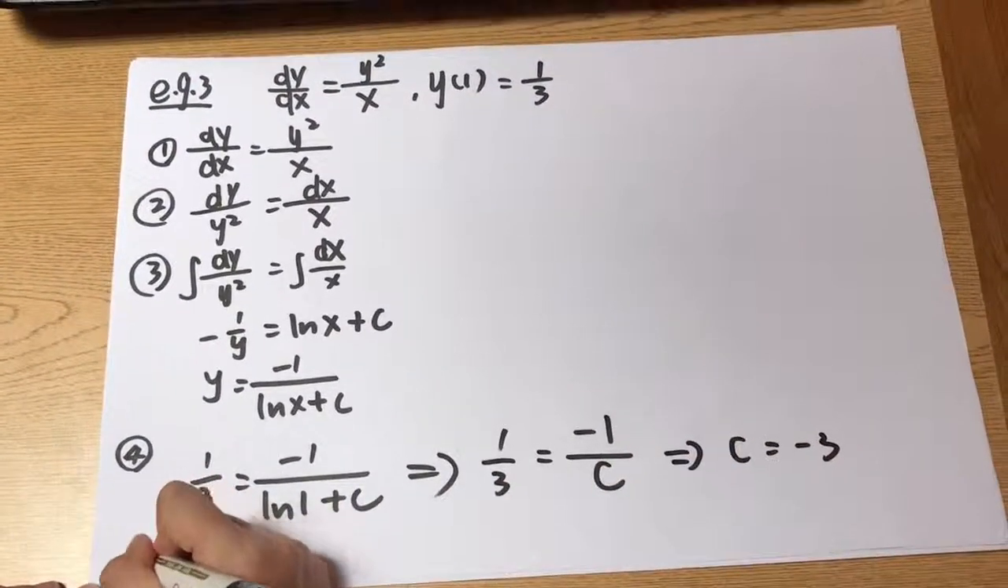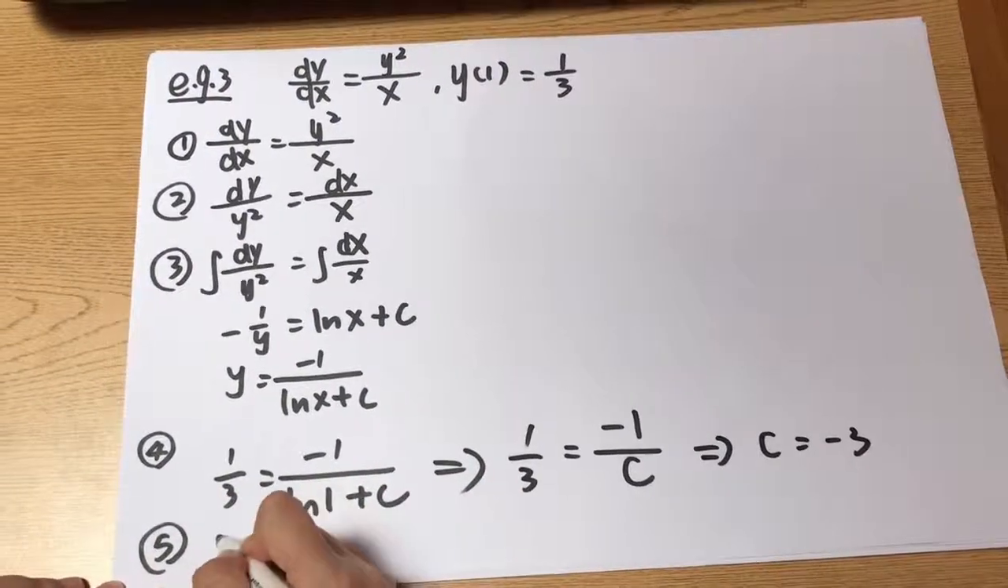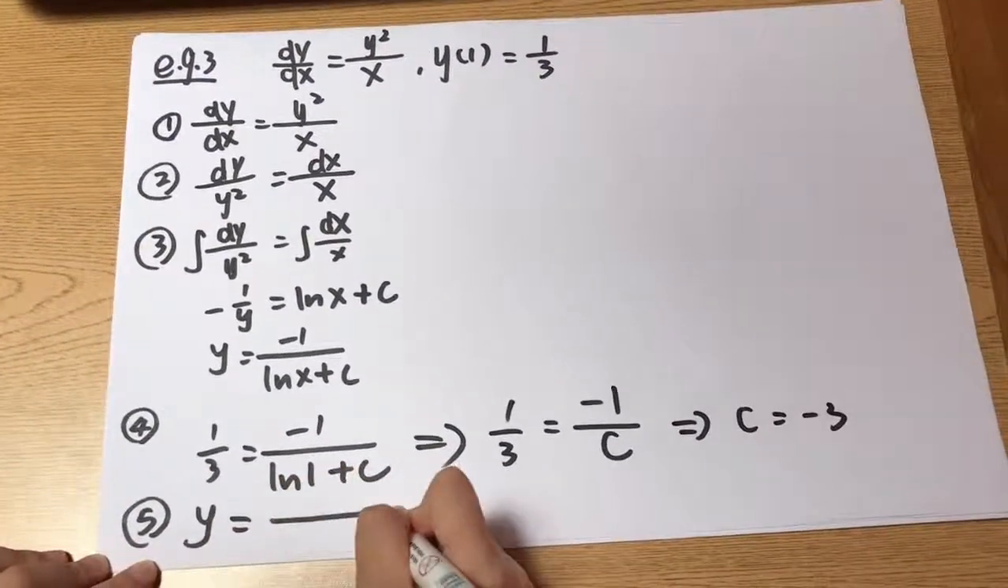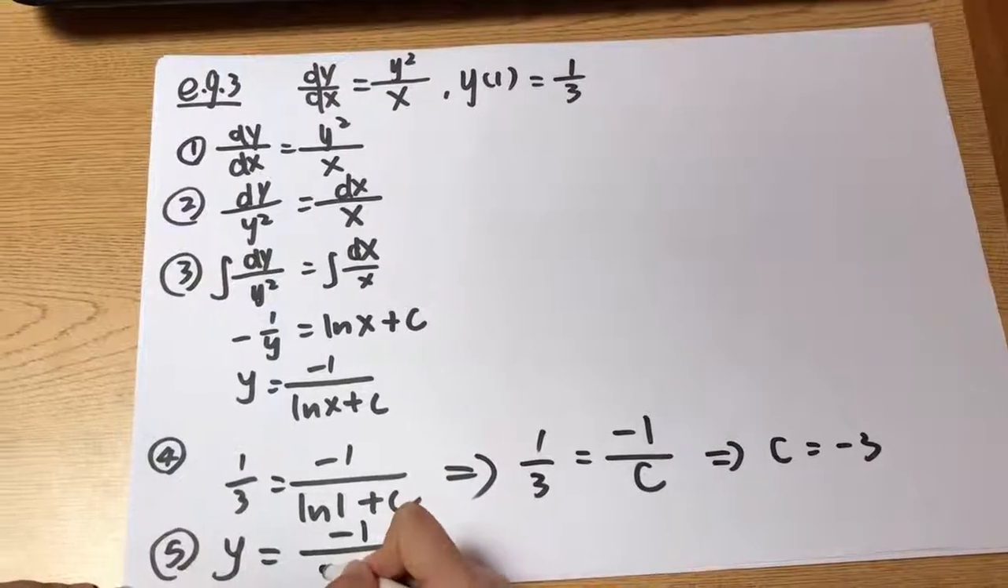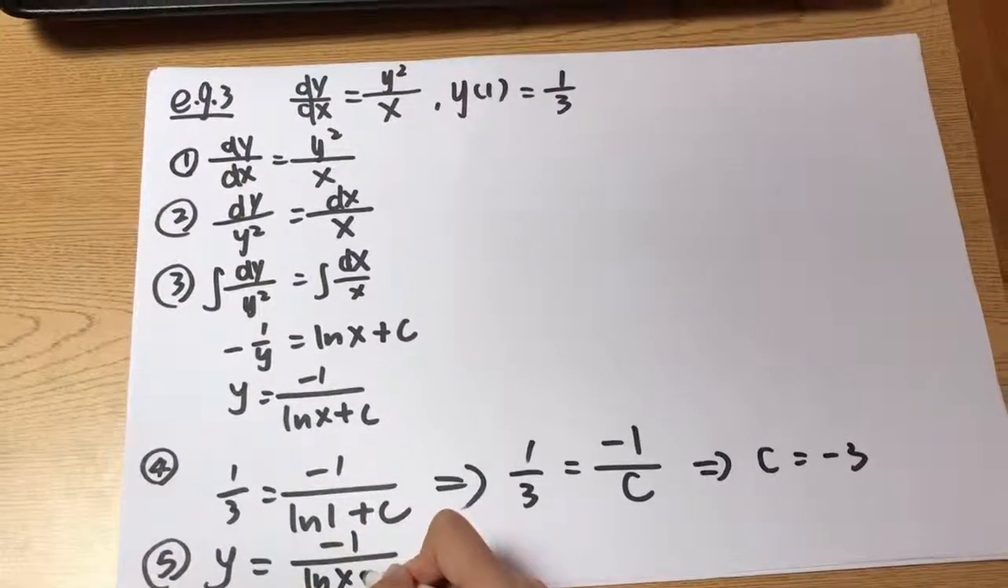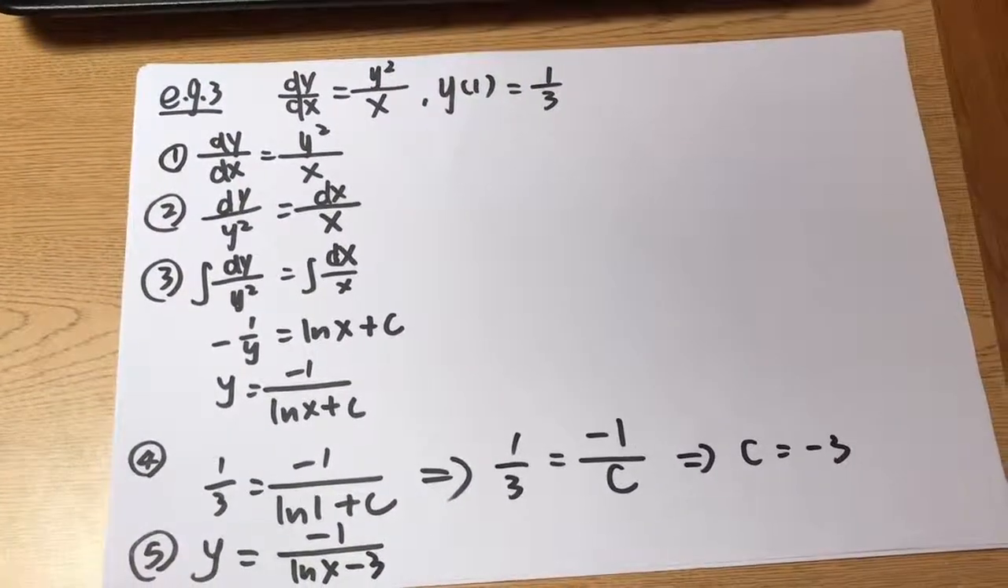So the fifth step, then we can write the answer. It's like y equals -1 over ln x minus 3. So that's the answer.